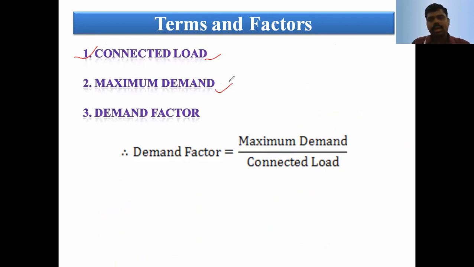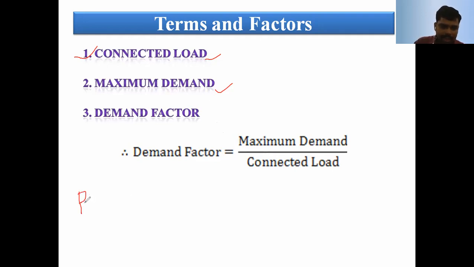Maximum demand means, on a particular power plant, how much demand is there. We need to calculate that. But always the maximum demand is less than the connected load. And demand factor is defined as the ratio of maximum demand on the power station to the connected load.